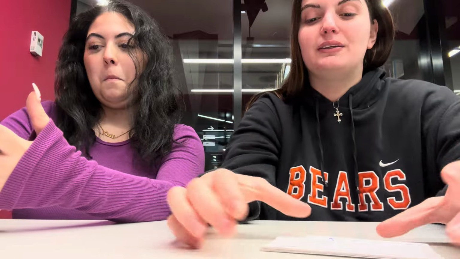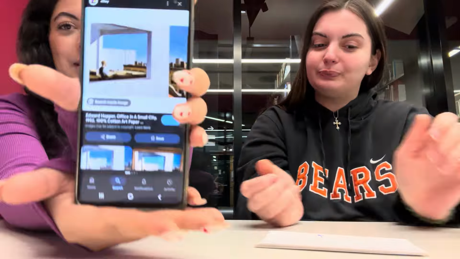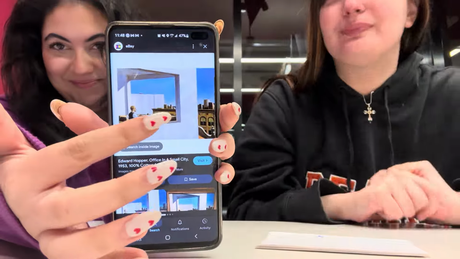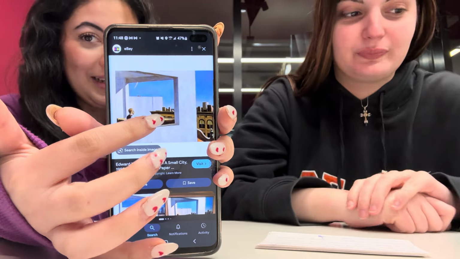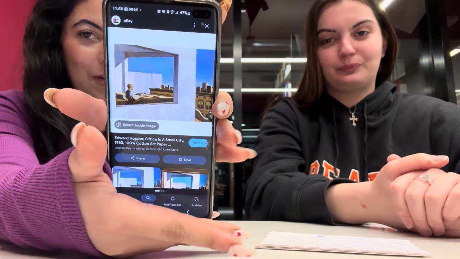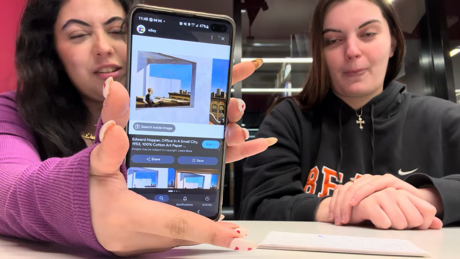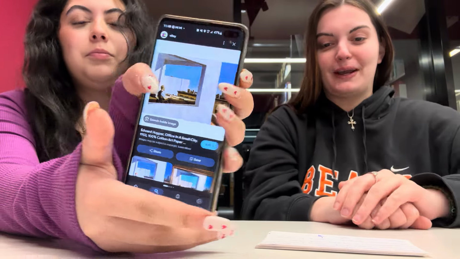So today we'll be talking about Edward Hopper and his painting Office in a Small City. This is the painting. Take it in. Okay, done. 2 seconds, 3 seconds, done. You missed it? Perfect.